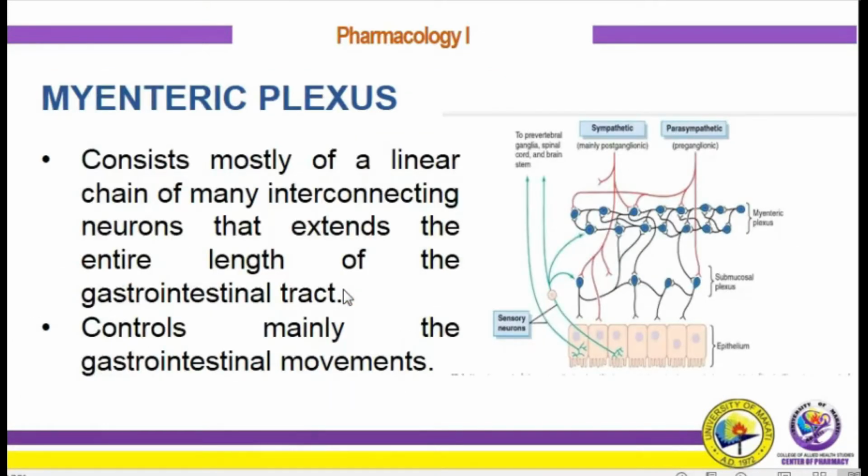The mesenteric plexus consists mostly of a linear chain of many interconnecting neurons. Ito yung mesenteric plexus. That extends the entire length of the gastrointestinal tract. It also controls mainly the gastrointestinal movements.